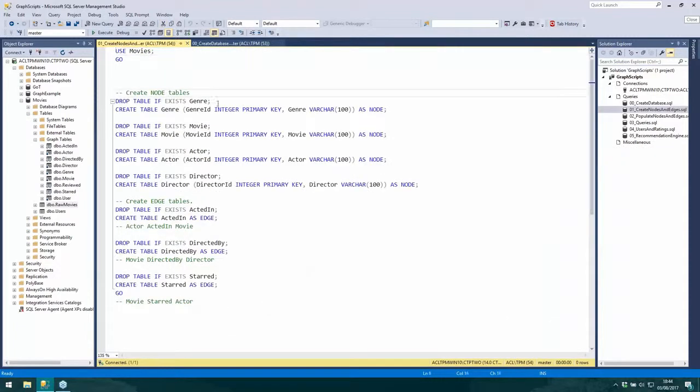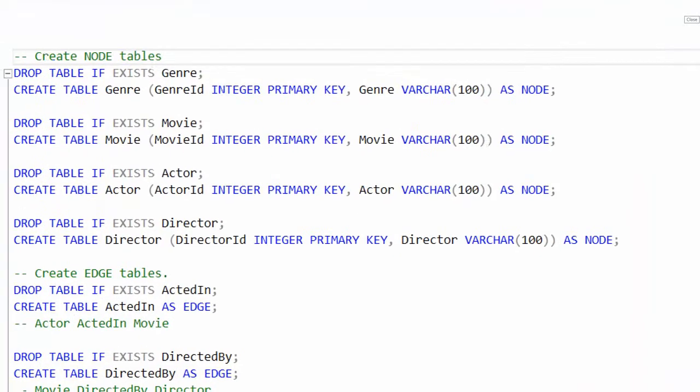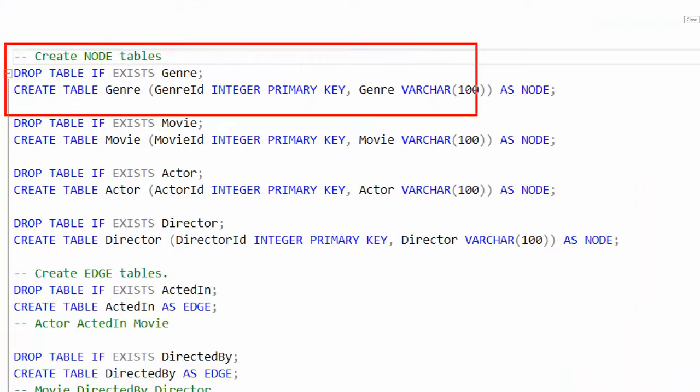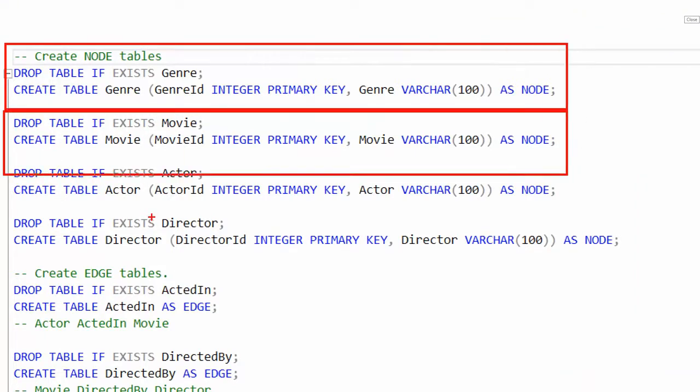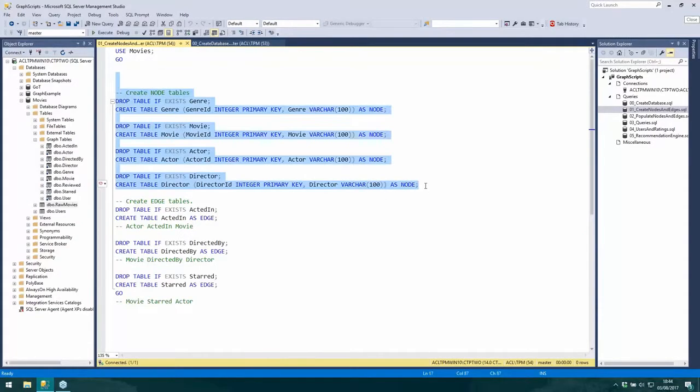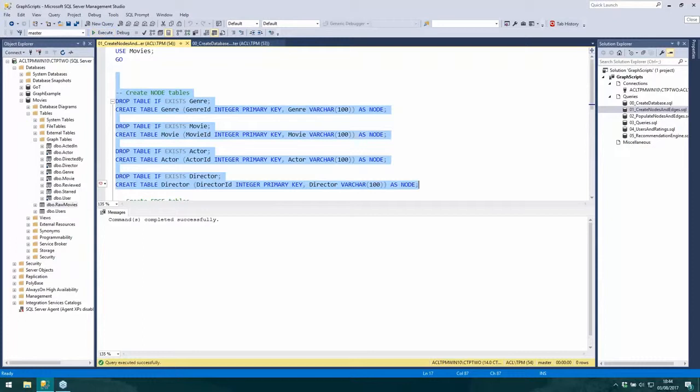Cool. So let's have a look at some of this syntax. Right. Our first one, we are going to create a genre table. We'll follow that up by a movie table, an actor, and a director table. Now, I could have modeled these as a single person if I chose to. I could have just had a person, and that person could have been an actor or a director. There are multiple ways that we could have modeled this. So I'm going to build out those nodes.